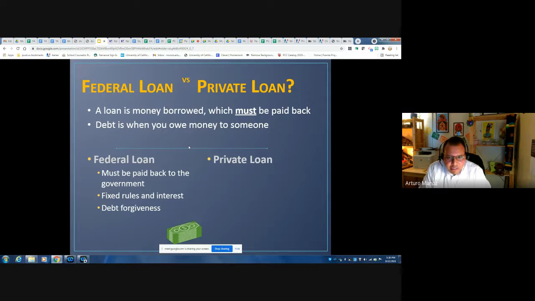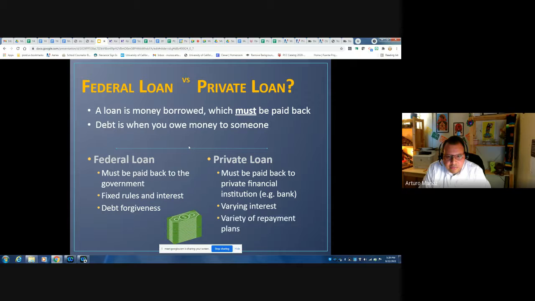On the private loan side, you must pay back private financial institutions like a bank, with varying interest and a variety of repayment plans. On the federal loan side, we'll see in the next slide. And debt forgiveness is rare. It's rare for that side. So those are the two different loan types.